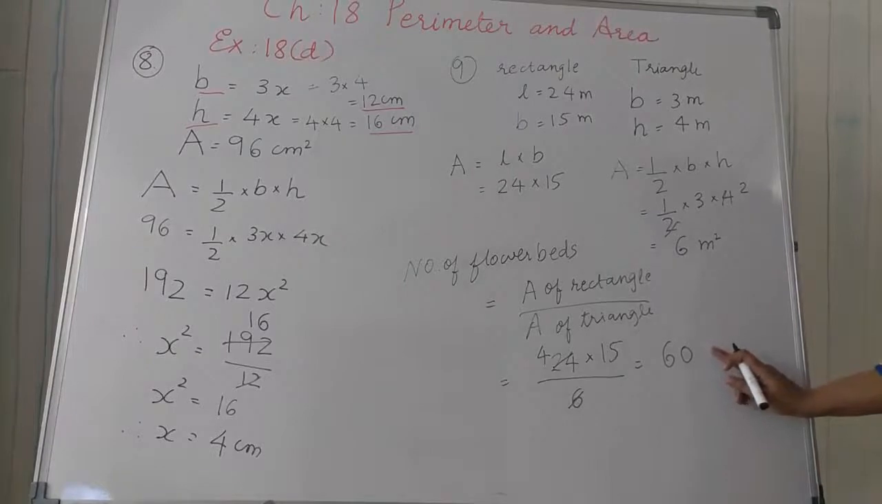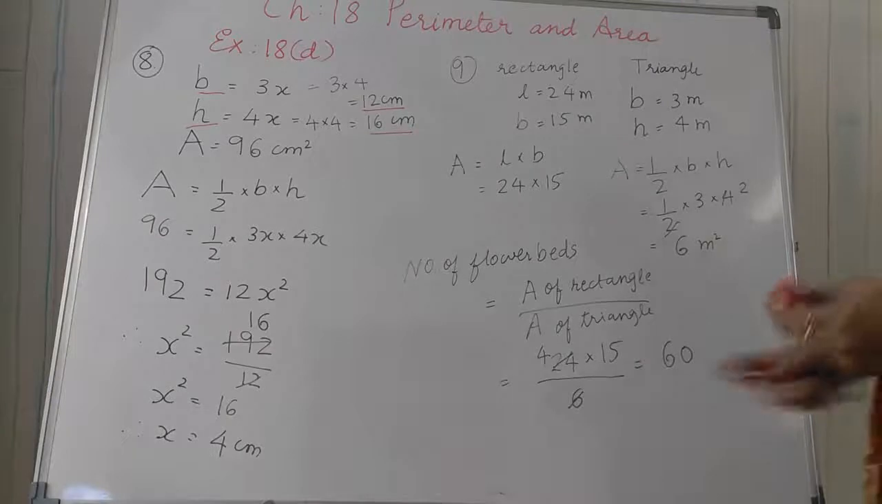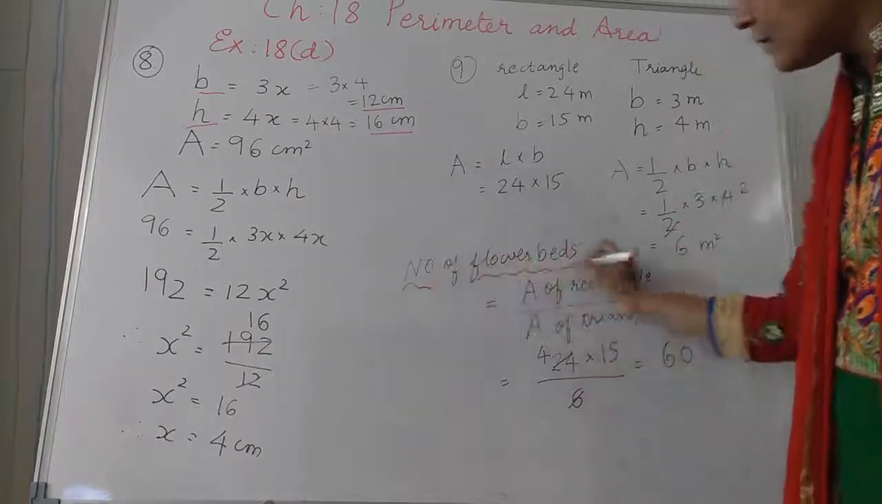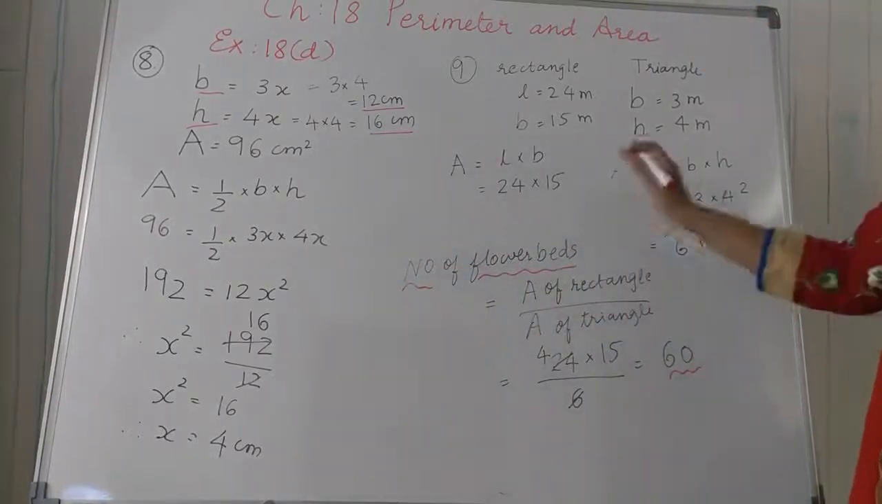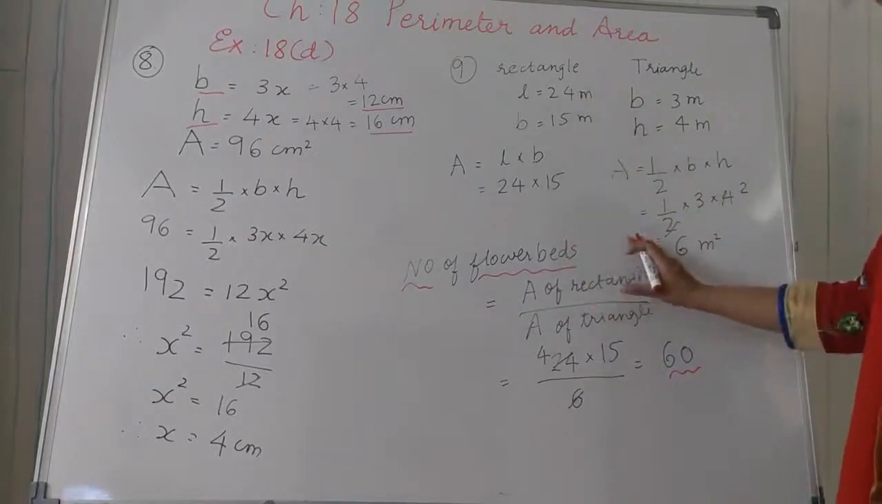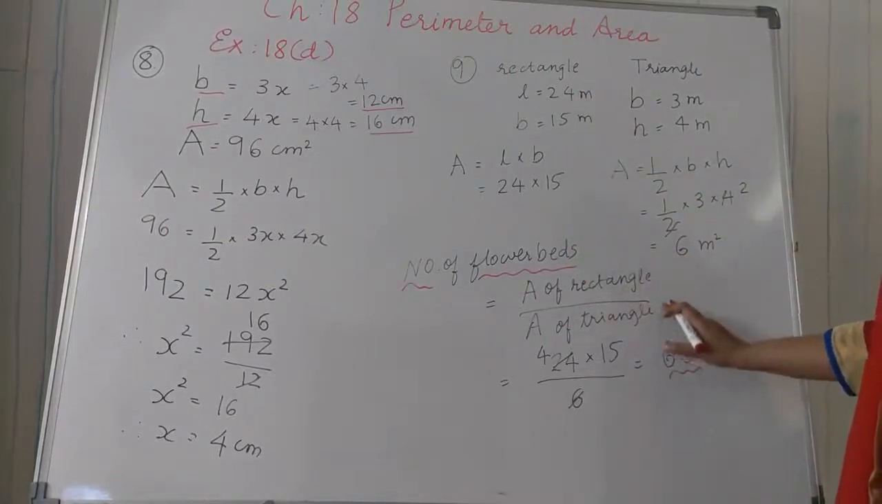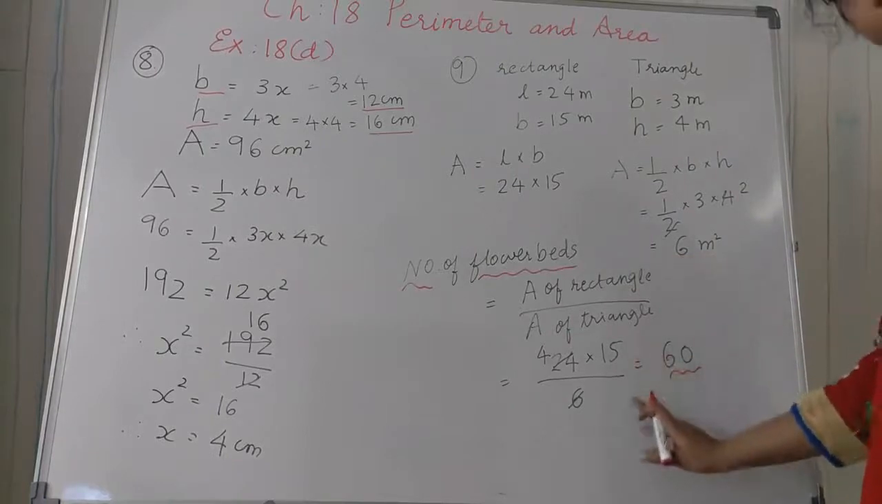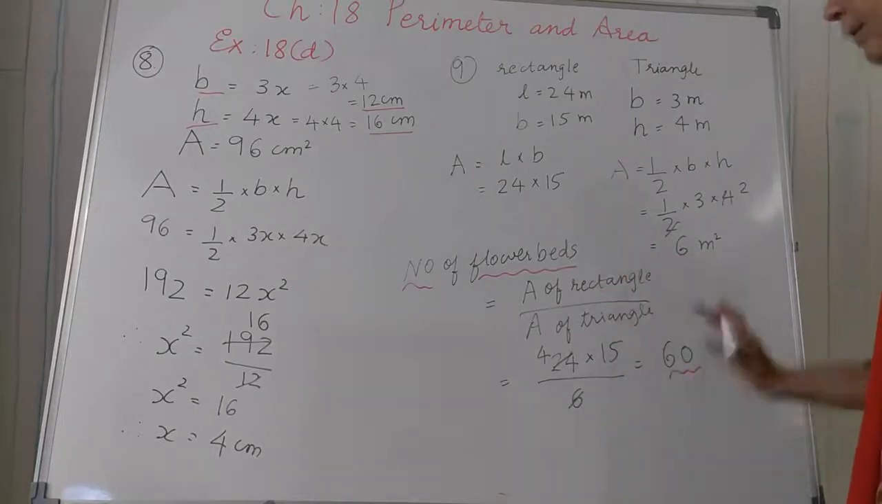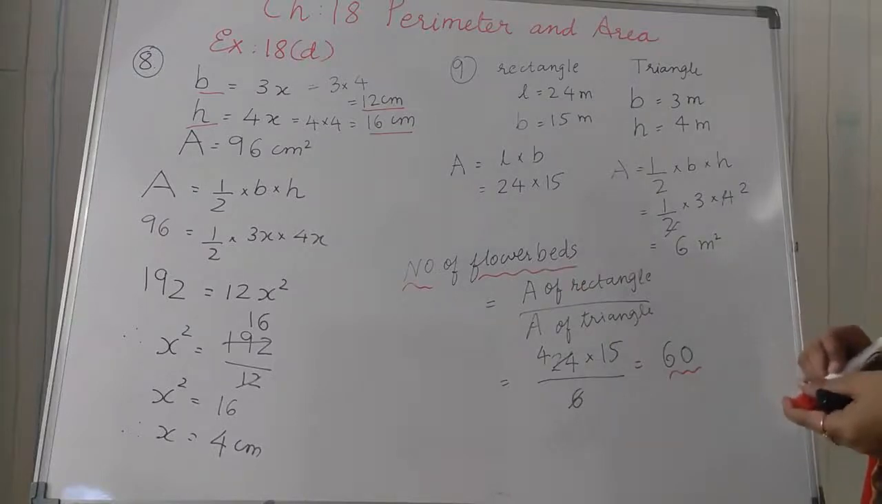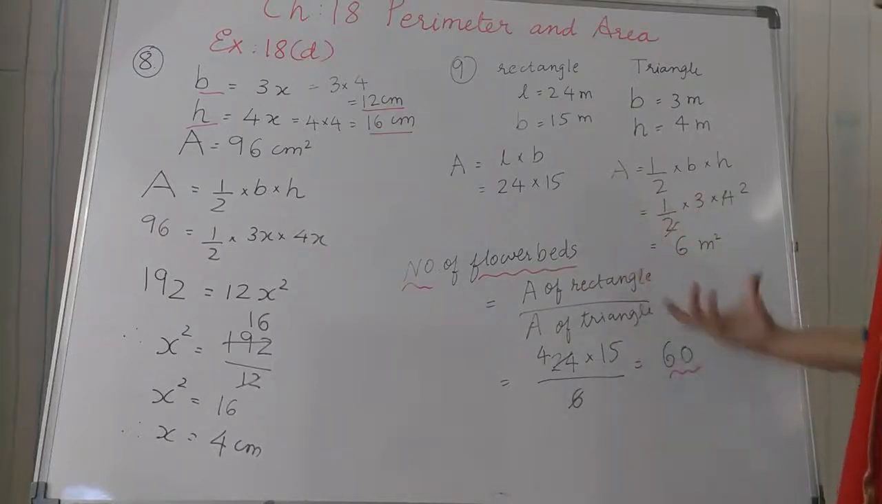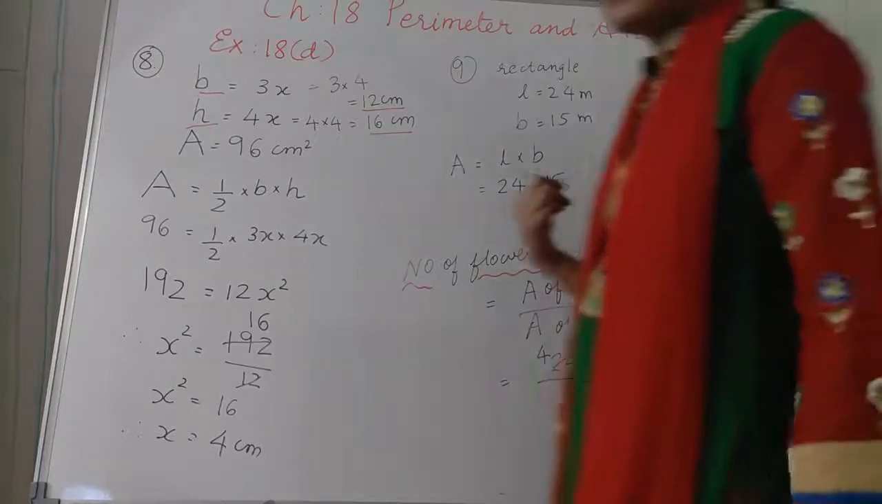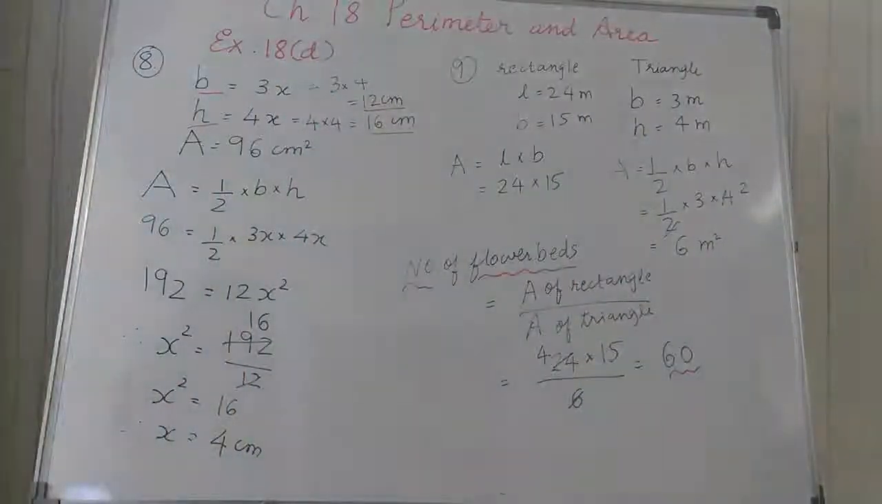You cannot write meter square, centimeter square here. So this way students, anywhere you will find the number of things they ask to get. You have to take the bigger area in the numerator and the smaller area in the denominator, and you have to divide them. Whatever things are made from those areas, you will get in the number. Okay, so this is very important to understand. Here we complete our exercise 18D, which is based on triangles.